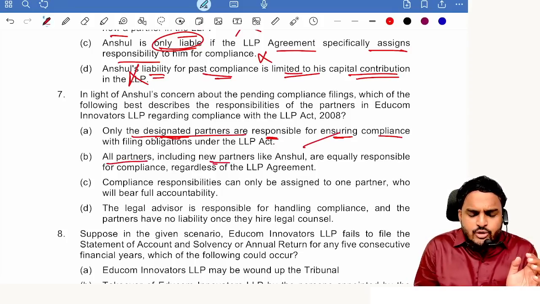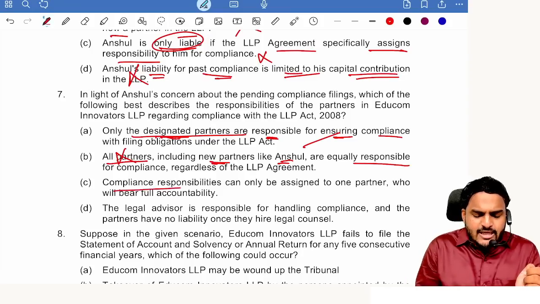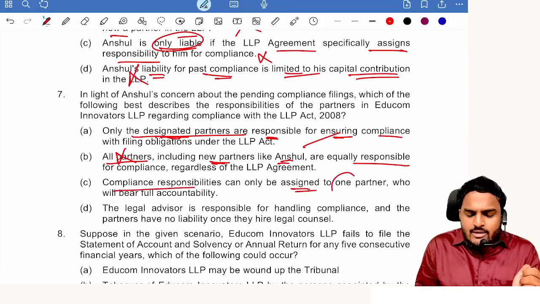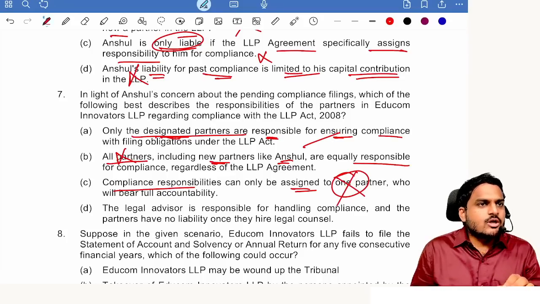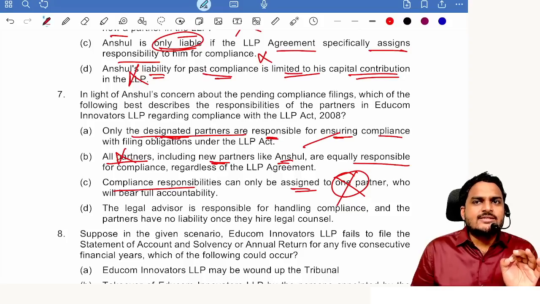All partners, including new partners like Anshul, are equally responsible. All partners, not the correct option. Compliance responsibilities can be assigned to one partner. No, that option is also not there. Only designated partner is responsible. By default, designated partner is responsible for all compliances, all filings.